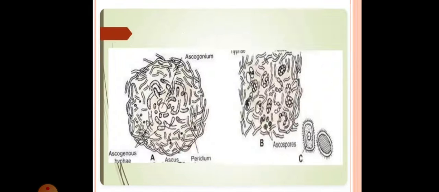Okay, then next, here you can see the picture of the cleistothecium. Here you can see this is the ascogonium, ascogenous hyphae, ascus, peridium, then ascospores. These are there.